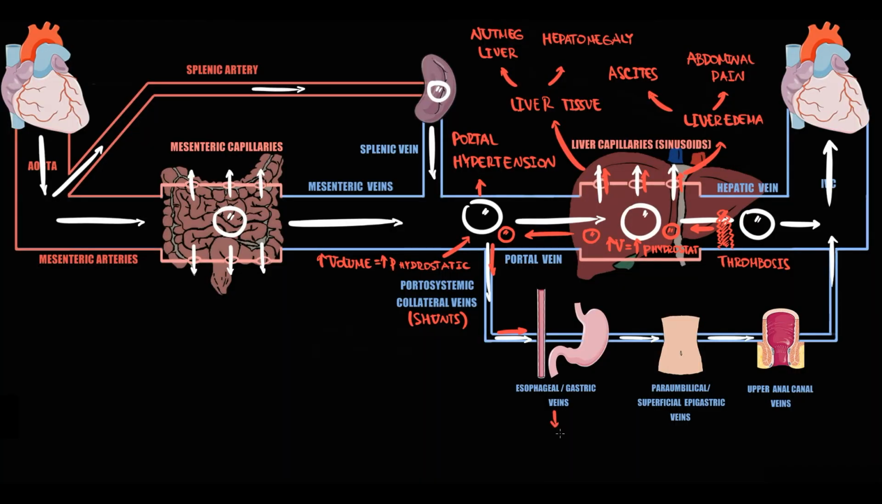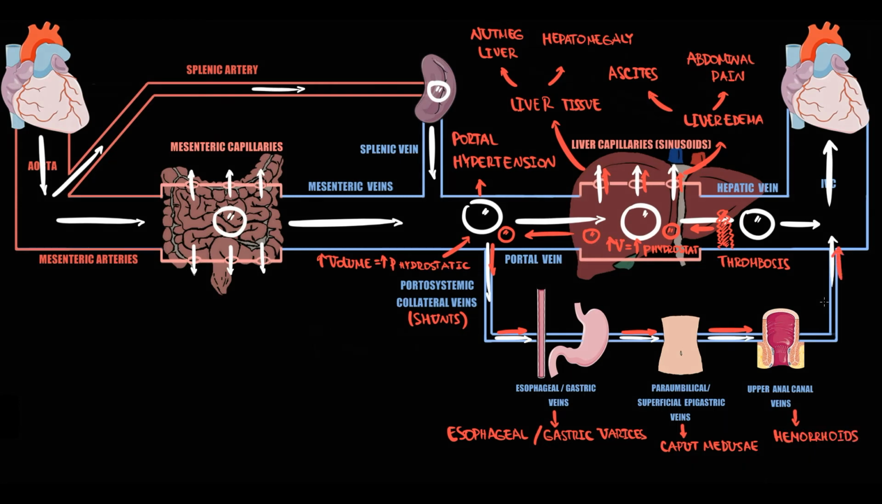Distension of esophageal veins and gastric veins causes formation of esophageal varices and gastric varices. Distension of paraumbilical and superficial epigastric veins causes formation of caput medusae on the anterior abdominal wall, and distension of upper anal canal veins causes formation of hemorrhoids. The problem with varices is that the more distended they become, the higher is the chance of their rupture.